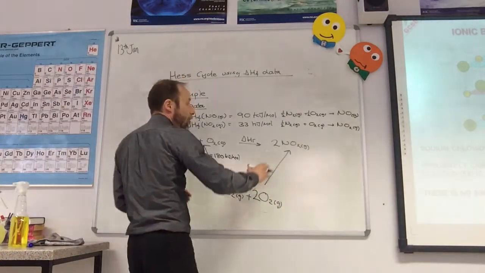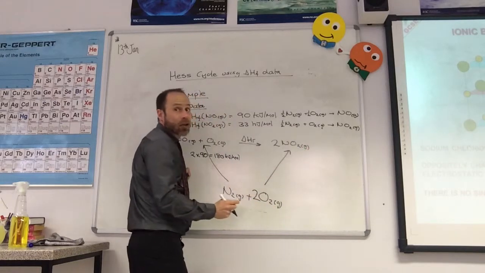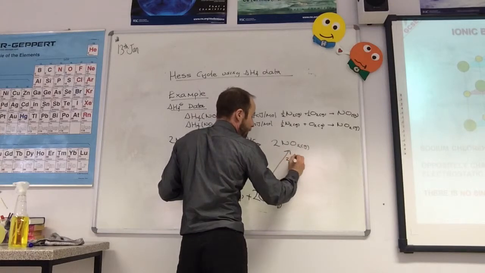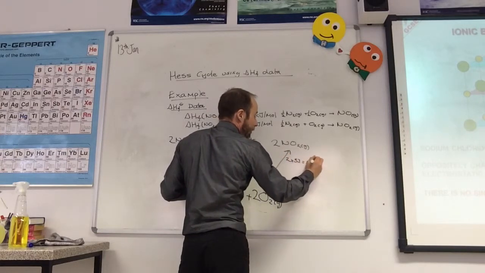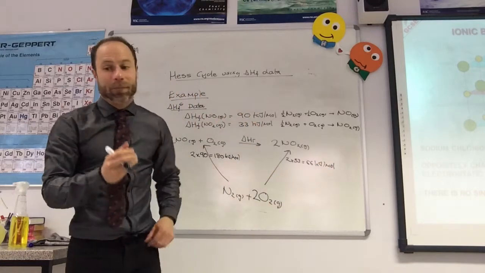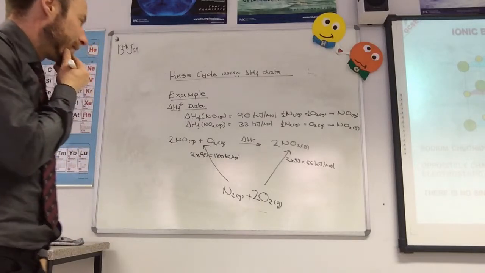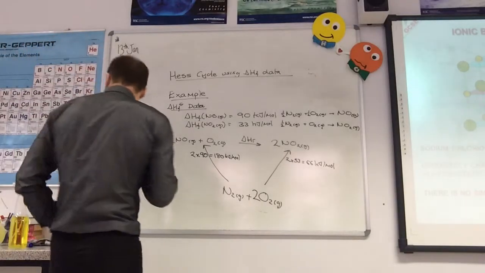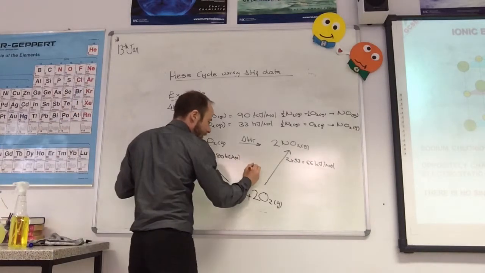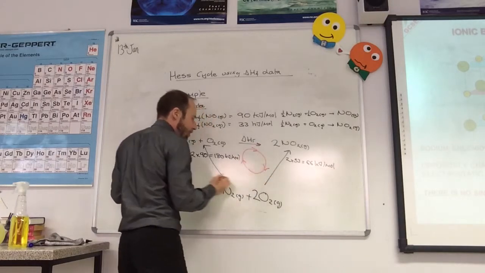How about NO2? 33 relates to forming 1 NO2. I make 2. So 2 times 33 is equal to 66 kilojoules per mole. Okay, let's draw my circle on, just so I make sure that I form my equation correctly.